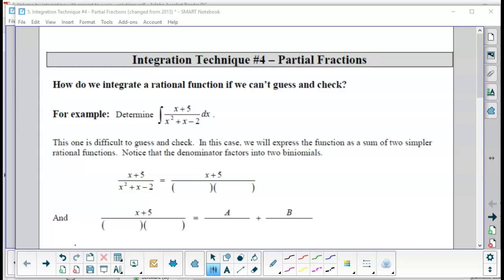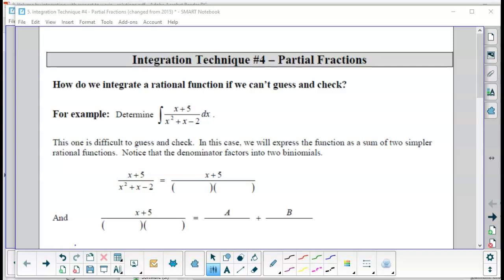All right, we're looking at another integration technique, partial fractions. Basically, sometimes when you have a rational function that you're integrating, you can see right away that you can do a quick substitution that will work. But sometimes the factors don't work out. Okay, so this one's difficult to do that. In this case, we're going to express the function as a sum of two simpler rational functions.